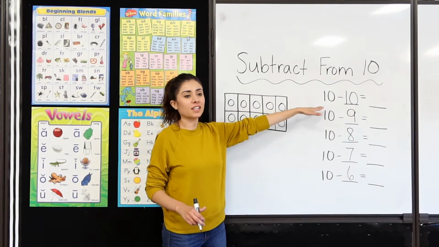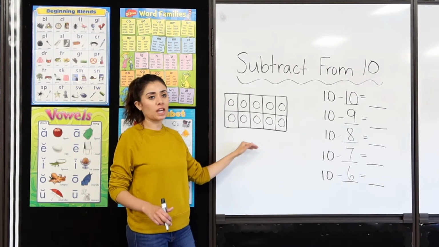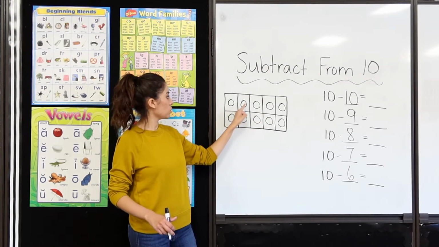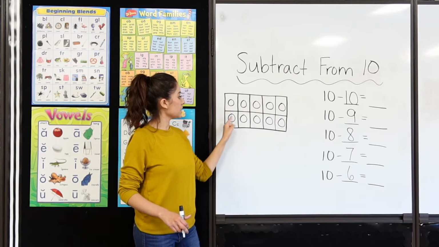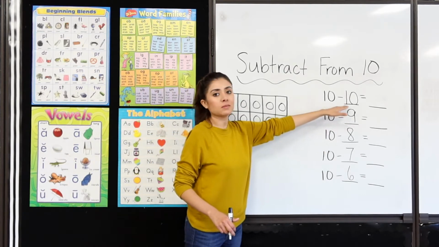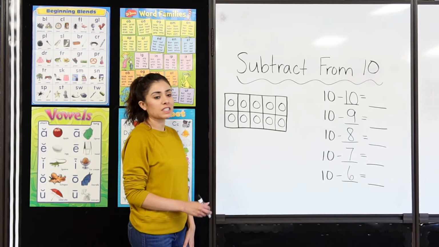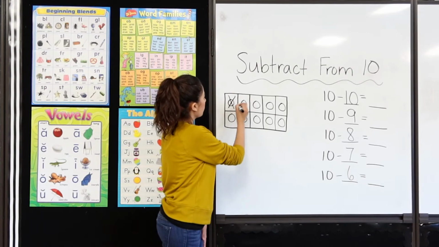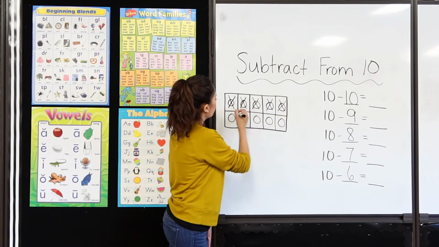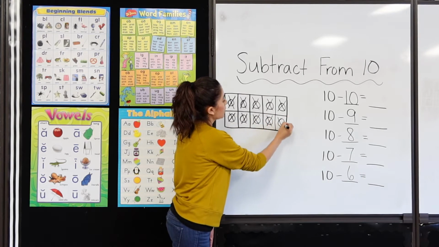10 minus 10. So I am going to go ahead and use my tens frame to help me subtract. I have 10 counters in my tens frame. 1, 2, 3, 4, 5, 6, 7, 8, 9, 10. I'm going to go ahead and subtract 10 counters. Let's go ahead and cross off 10 counters. 1, 2, 3, 4, 5, 6, 7, 8, 9, 10.